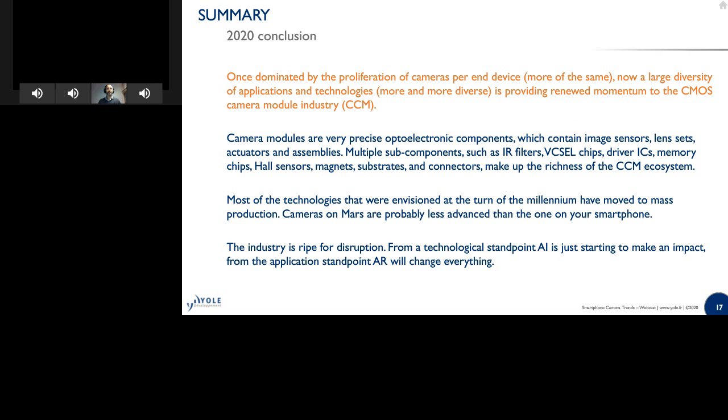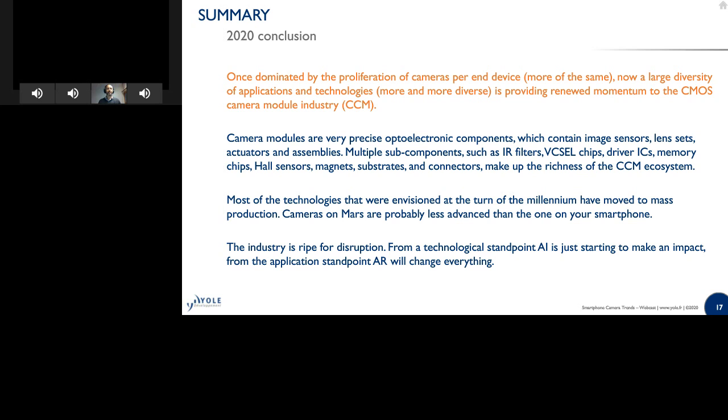Therefore, here is my last slide. So far, the camera module industry was dominated by the proliferation of cameras, especially in the number of cameras per end device. We had more of the same. Now there is a large diversity of application and technology, and Audrey will show you some of the diversity we've seen on the market, and it is providing more momentum to the camera module industry.